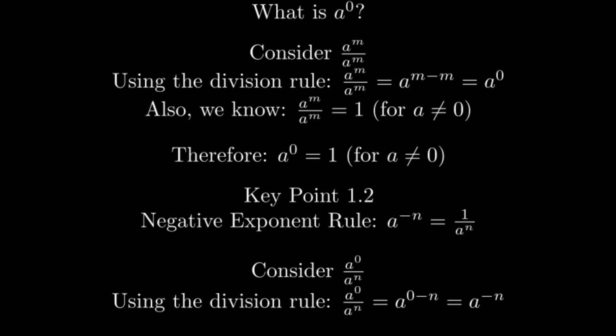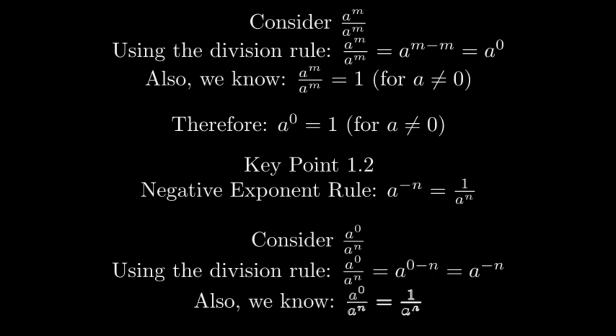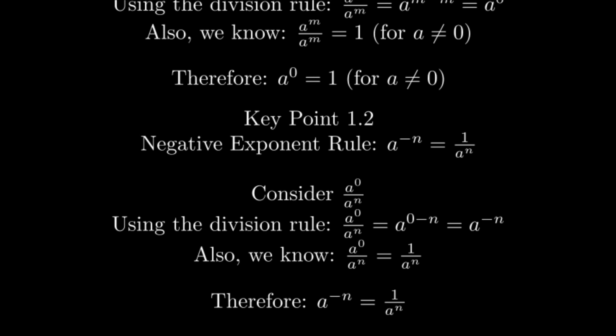Using the division rule, this is a to the power of 0 minus n, which is a to the negative n. But we just established that a to the 0 is 1, so a to the 0 over a to the n is the same as 1 over a to the n. By equating the two results, we find that a to the negative n is equal to 1 over a to the n. A negative exponent simply means to move the power from the numerator to the denominator, or vice versa, and make the exponent positive.